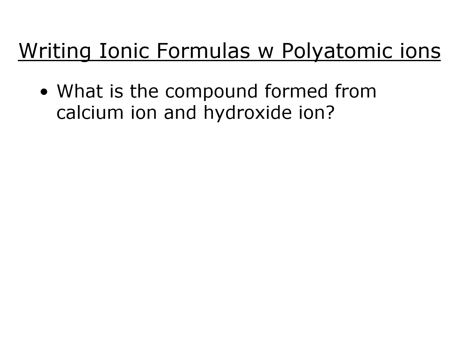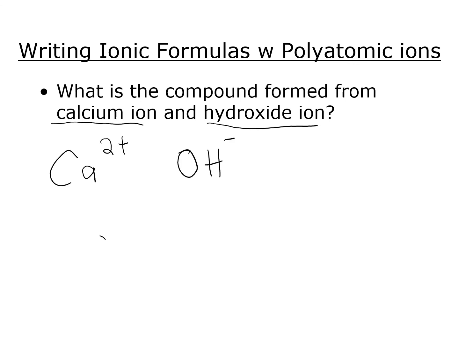We can write ionic formulas using polyatomic ions. We're going to follow the same rules we did before with crossing the charges. So what is the compound formed from calcium ion and hydroxide ion? The first thing is to write the ion symbol. Calcium is Ca. It's in column 2, so it has a 2+. Hydroxide ion, this is where you have to memorize those polyatomic ions. It's OH negative.